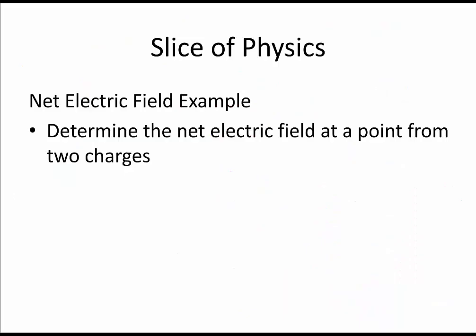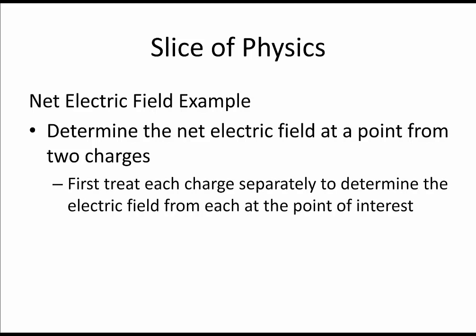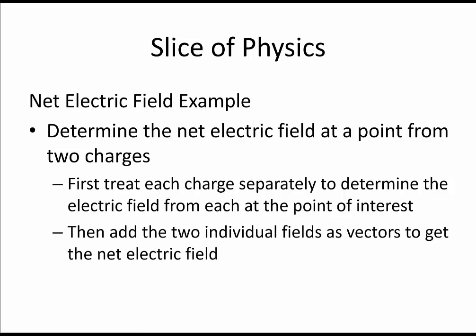So in this video, we saw how to determine the net electric field at a point from two charges, and we did that by first treating each charge separately and determining the electric field, and then adding the two individual fields as vectors to get the net electric field, and that needed some trigonometry.